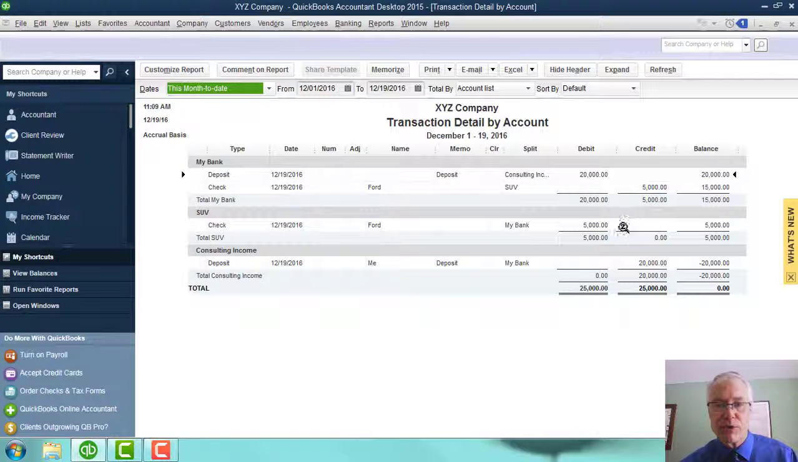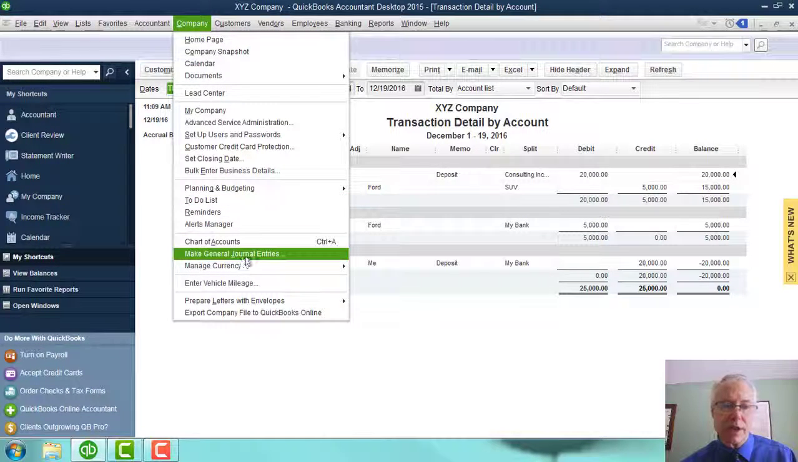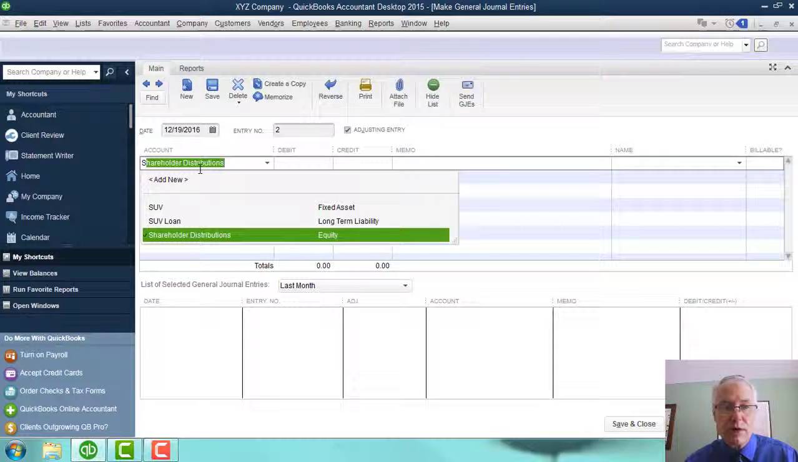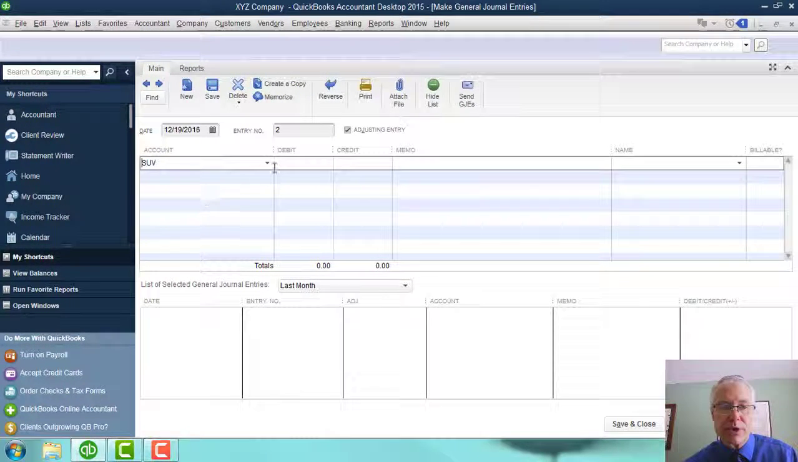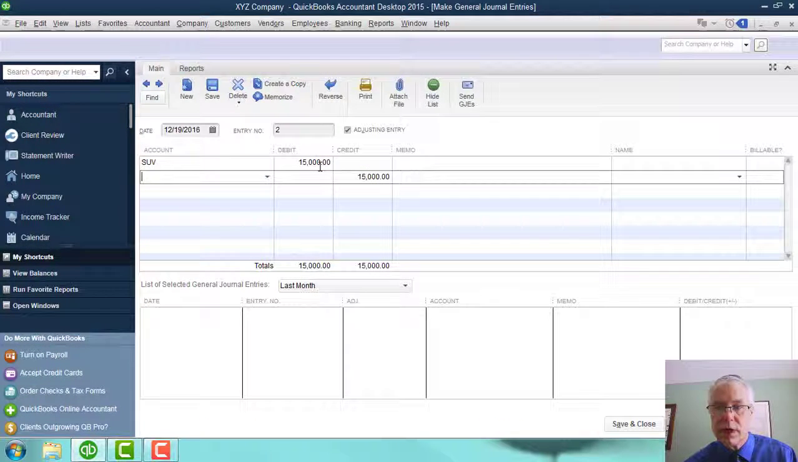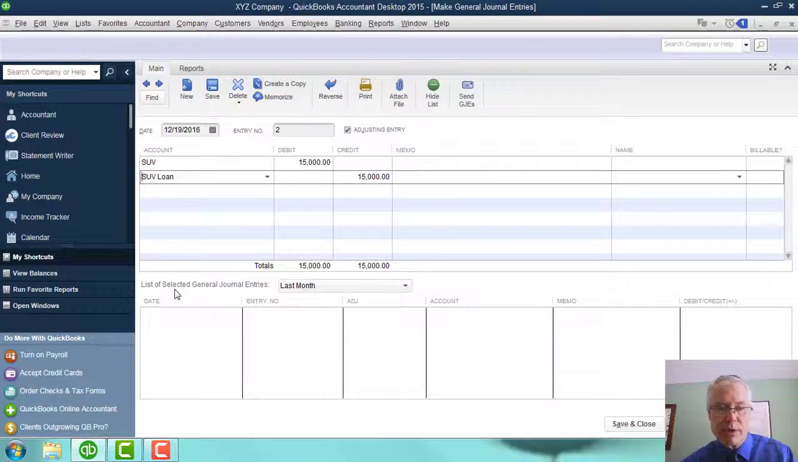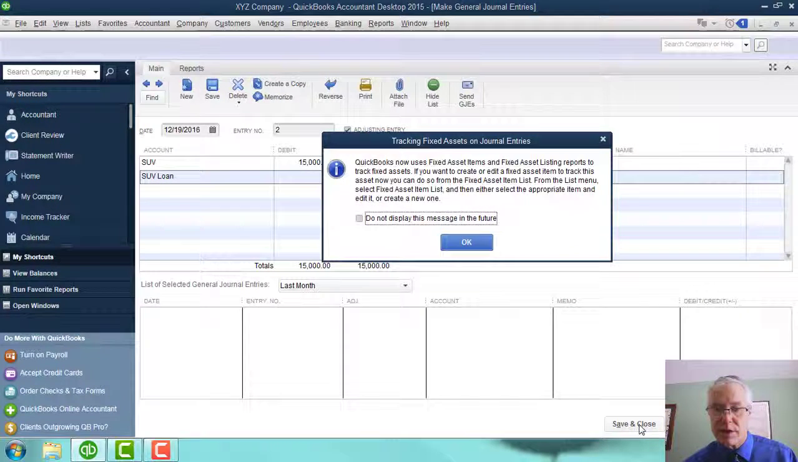All right, but we bought the thing for $20,000, and we took a $15,000 loan. So we're just going to come in here. This is the kind of stuff you might not know, but I just want you to be able to visualize this so you can see how it all works. We need to do a journal entry to add $15,000 to the truck account, and we need to add $15,000 to the SUV loan account, which is a liability. Save and close.